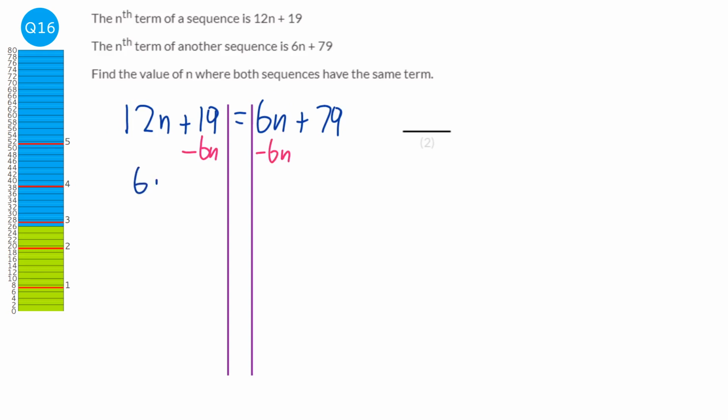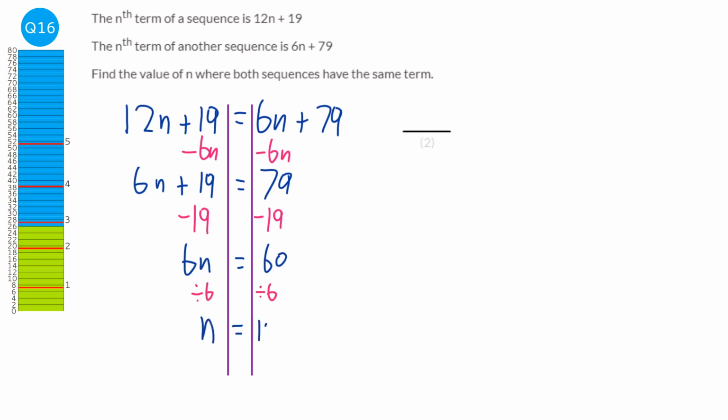And so that would be 6n plus 19, and we've got rid of the 6n, so just 79. Next thing we're going to do is get rid of the 19, so take away 19 both sides. And so we've got 6n equals 79 take away 19, which is 60. And finally we just divide by 6, and so that would be n equals 10. So the value of n is 10.